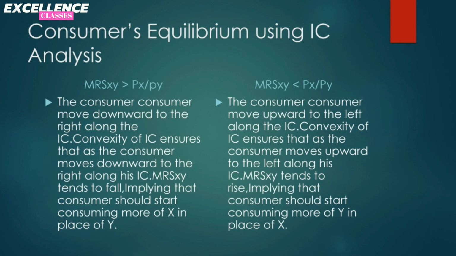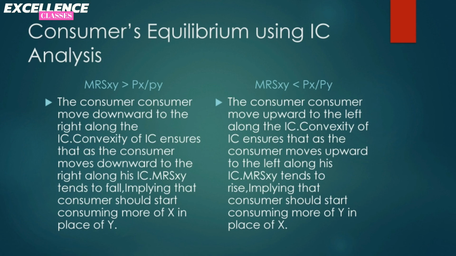In that case, there may be two situations. First one is MRSxy can be greater than Px upon Py, or MRSxy can be less than Px divided by Py. Now if MRSxy is greater than Px upon Py, the consumer should move downward to the right along the IC. Downward moving will lead to decrease in MRSxy and IC will become convex to the point of origin, implying that consumer should start consuming more of good X in place of good Y to attain the consumer's equilibrium.